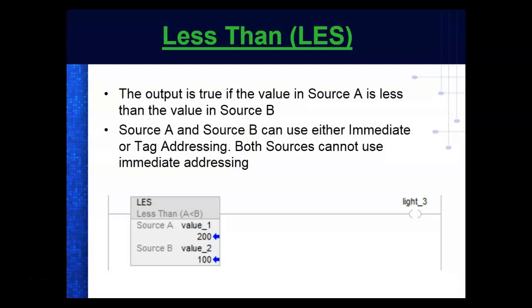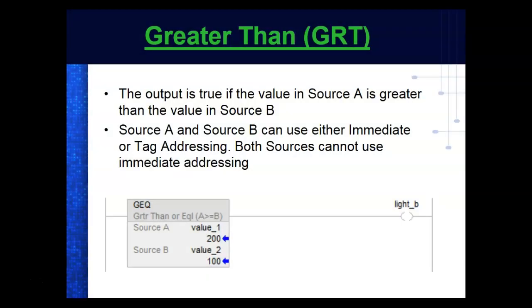Less than. The output is true if the value of source A is less than the value of source B. Source A and source B can either use immediate or tag address, and both sources cannot use immediate address, because it'd either be always false or always true, right? Greater than, the output is true if the value of source A is greater than the value of source B. Source A and source B can be either immediate or tag address, and both sources cannot use immediate address.